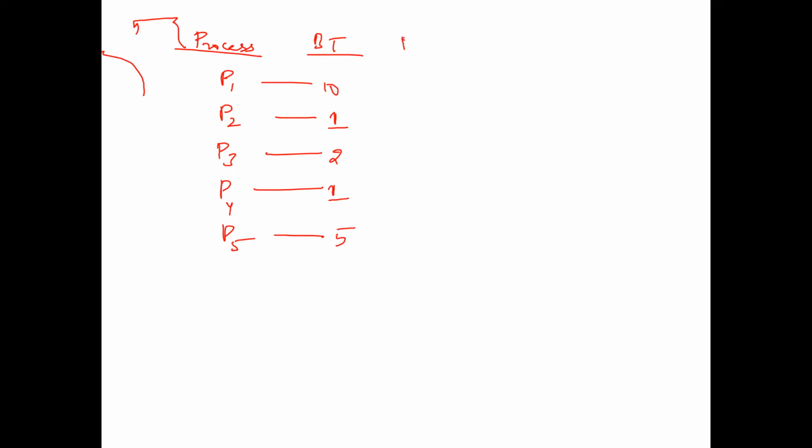For this, these are the given priorities. P1 is given priority 3, P2 is given first priority, P3 is given fourth priority, P4 is given the fifth one, that is the last priority, and P5 got second priority. Now to find out the average waiting time, as we know, we have to draw the Gantt chart.